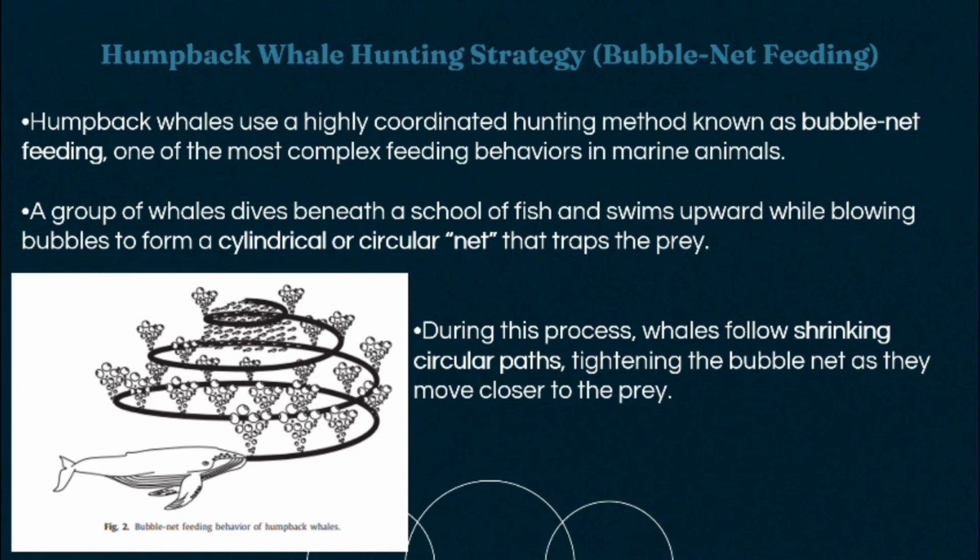Now coming to the main feeding strategy, the humpback whale hunting strategy, which is called bubble net feeding. Humpback whales use a very coordinated hunting technique called bubble net feeding. A group of whales dive deep below a school of fish and then swim along a circular path while blowing bubbles. These bubbles create a cylindrical or circular net that traps the prey and restricts their movement. While rising, the whales follow shrinking circular paths, tightening the bubble net as they move closer to the prey. This coordinated movement is one of the key inspirations for the encircling mechanisms in the whale optimization algorithm.